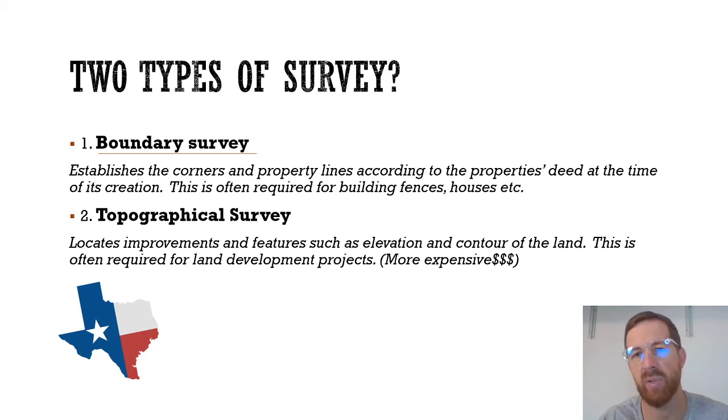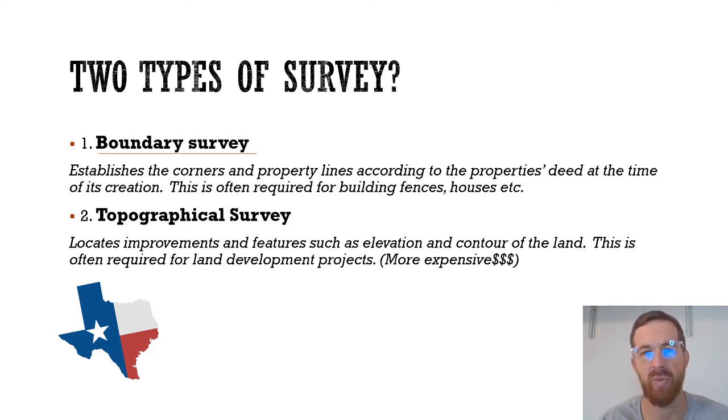Topographical surveys are more expensive because it's a lot more work for the surveyor. A boundary survey is usually the most affordable. I say affordable, but it's very rare to find a survey for less than $1,000. Most surveys are going to be around the $2,000 to $5,000 range. When you get into larger rural properties, it's going to depend on the amount of acreage, because they have to walk or drive a four-wheeler to different places to do that.